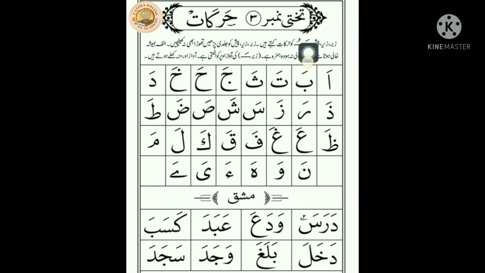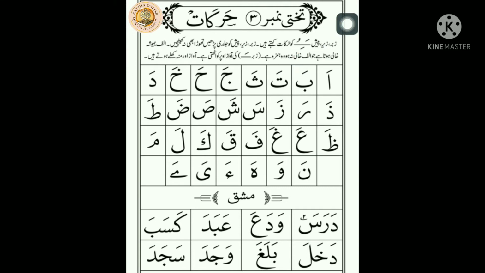So this is called Zabar. Above the line, a small slanting line is present, it is called Zabar, and below the line a small slanting line is present, it is called Zair. And this is called Pesh. These Zabar, Zair and Pesh are called Harakaath. They are also called: Zabar is called fathah, Zair is called kasra, and Pesh is called dhamma. These fathah, kasra, dhamma are also called Harakaath.